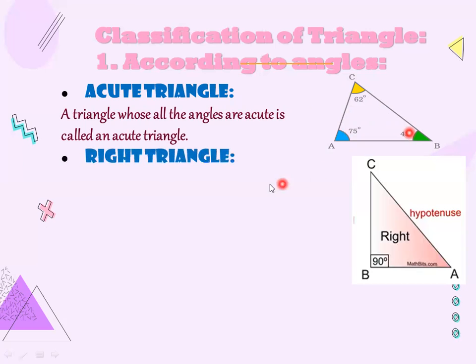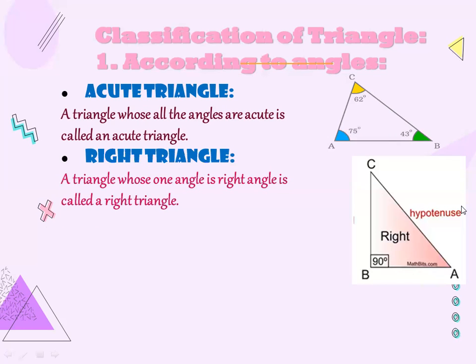Now the next one is the right triangle. What is a right triangle? A triangle whose one angle, only one angle, is a right angle. In an acute triangle, all the angles must be acute, but if one angle is a right angle, meaning an angle of 90 degrees, understand? So a triangle whose one angle is a right angle will be called a right triangle.